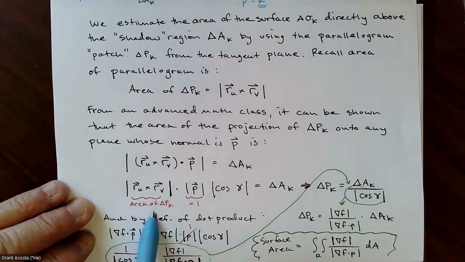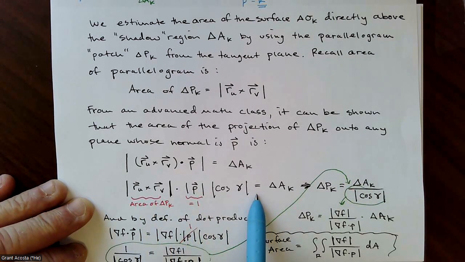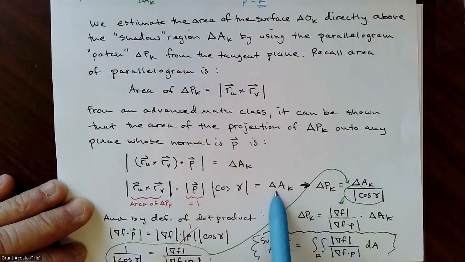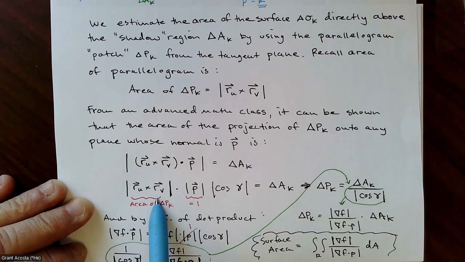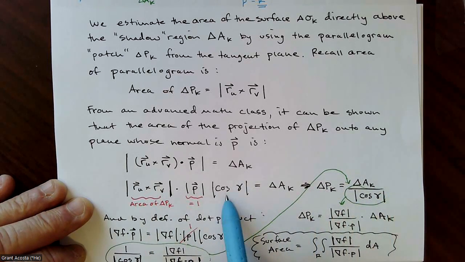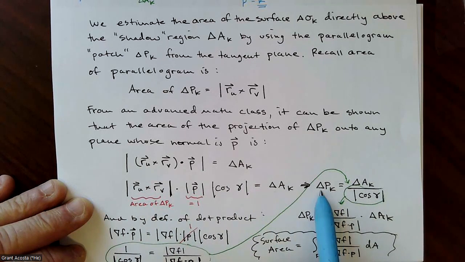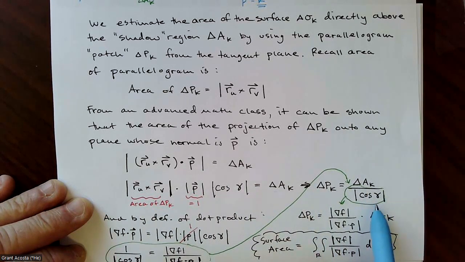Now, this is literally the area of our patch, delta P, of our parallelogram patch. The magnitude of P is always 1. And so what that's saying is the area on my projected plane, on my shadow region, is going to be equal to the area of P sub K times cosine of alpha. If I divide by cosine of alpha, because P has magnitude 1, then the area of P sub K is the area of A sub K divided by the magnitude of the cosine of alpha.